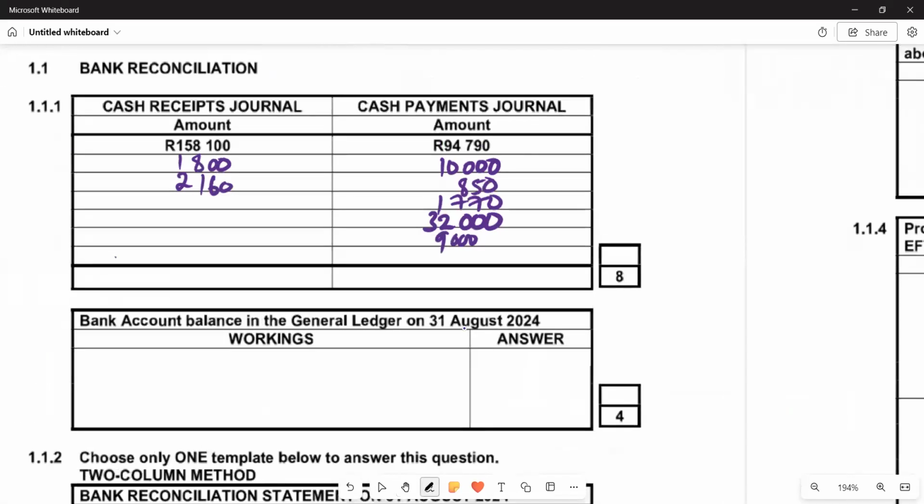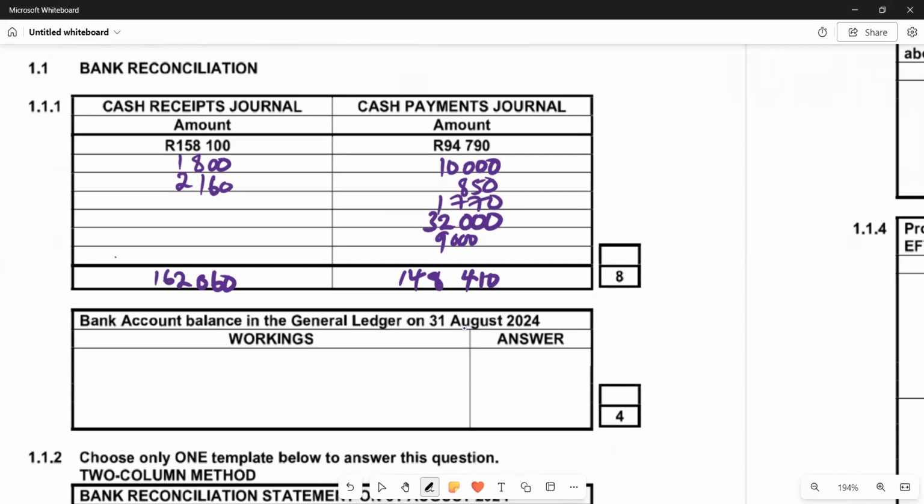So what we are saying is, under cash receipt journal, we are saying 158,100 plus 1,100 plus 2,160, and you are going to get 162,060. You go to cash payment journal, you are going to say 94,790 plus 10,000 plus 850 plus 1,770 plus 32,000 plus 9,000, and you are going to get 148,410. So this is what we have.